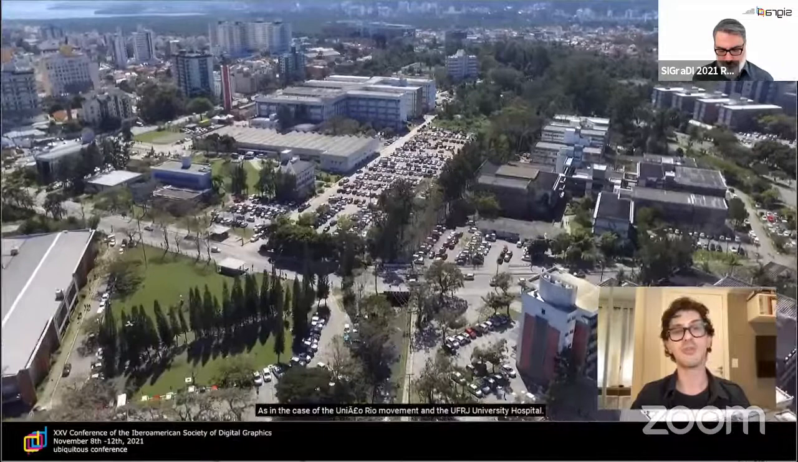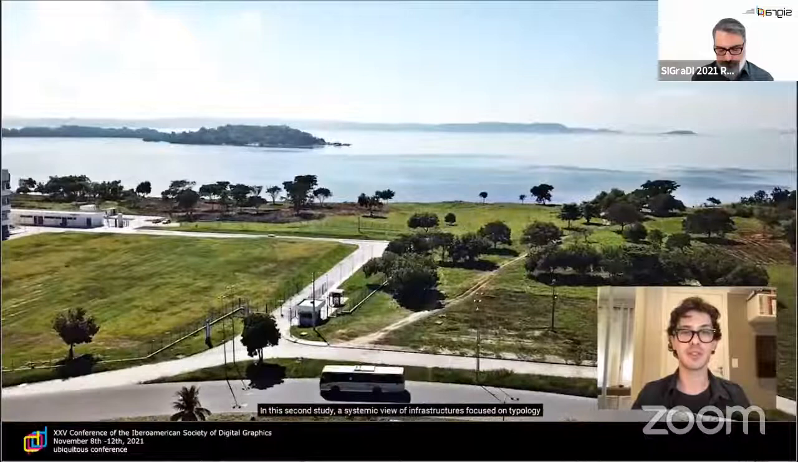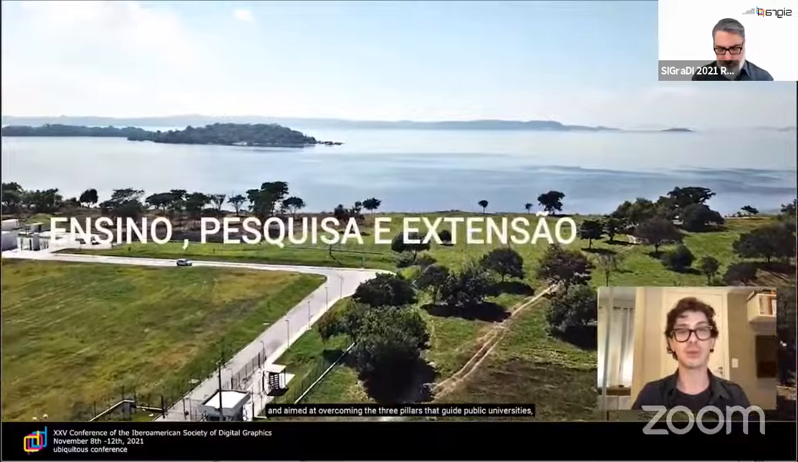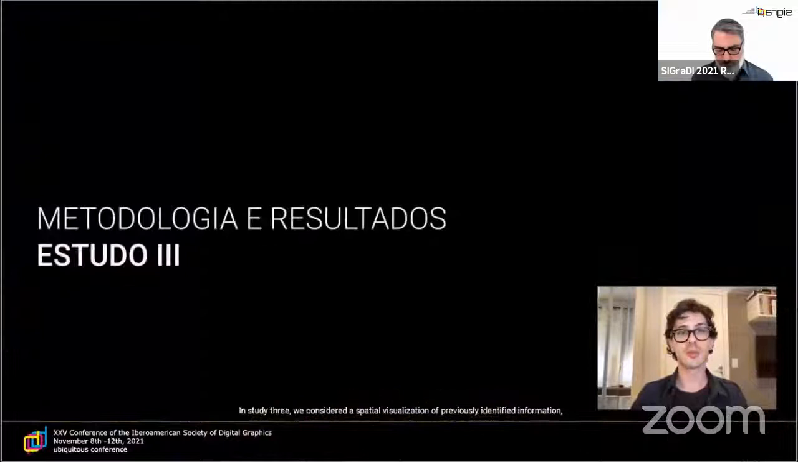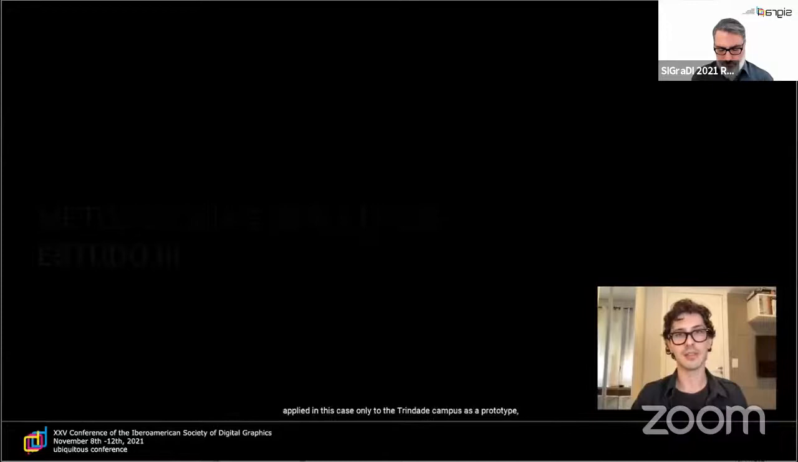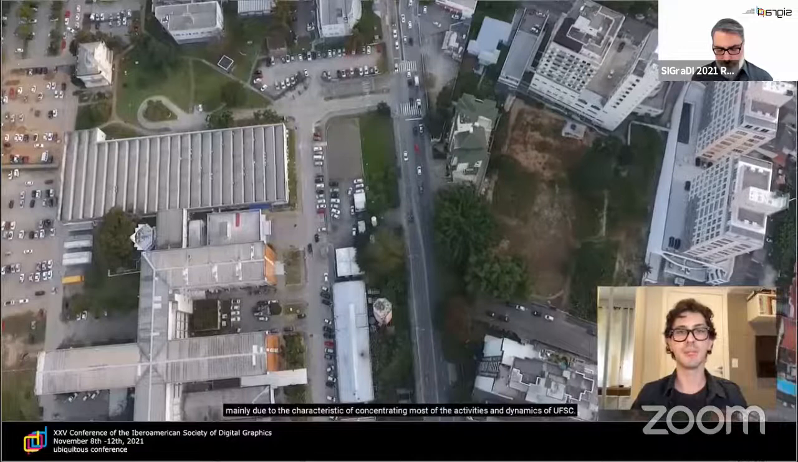Neste segundo estudo, uma visão sistêmica das infraestruturas, focada na tipologia, e que visava ultrapassar os três pilares que orientam as universidades públicas, mostrou-se mais adequada aos novos paradigmas científicos contemporâneos. No estudo 3, consideramos uma visualização espacial das informações previamente identificadas, aplicadas nesse caso somente ao campus Trindade como protótipo, principalmente pela característica de concentrar a maior parte das atividades e das dinâmicas da UFSC.